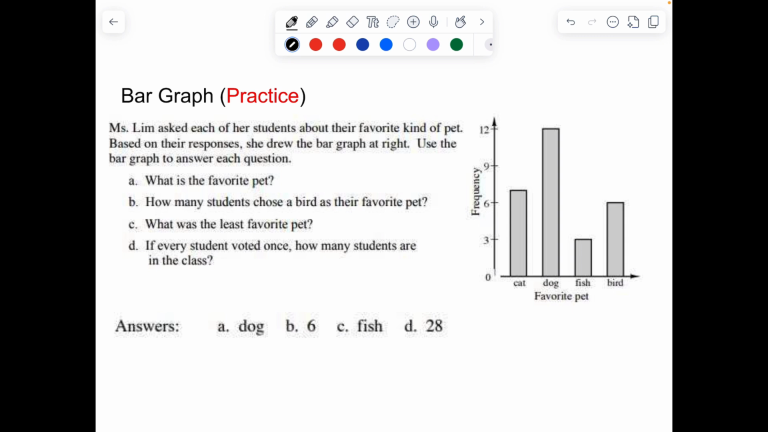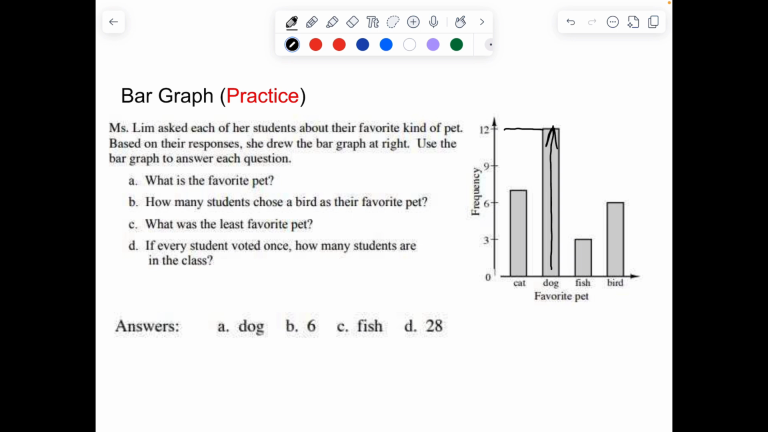Okay, so the first question is, what is the favorite pet? So all we have to do here is just look at the bar graph and look to see where the bar is going up the most. So in this case, it is the dog at a frequency of 12. So that means 12 people voted for a dog. Okay, so the favorite pet is a dog.